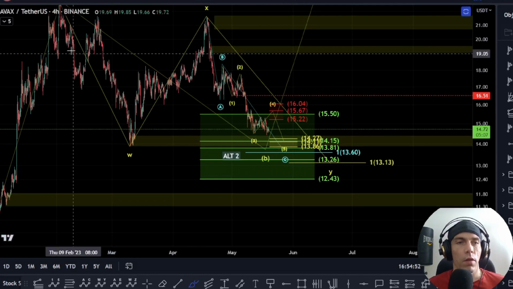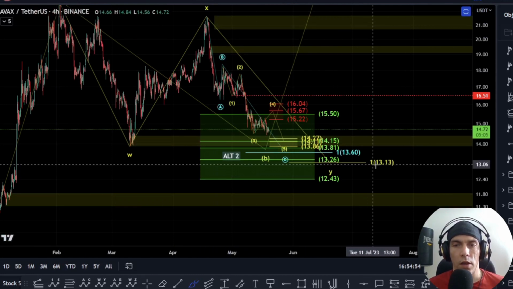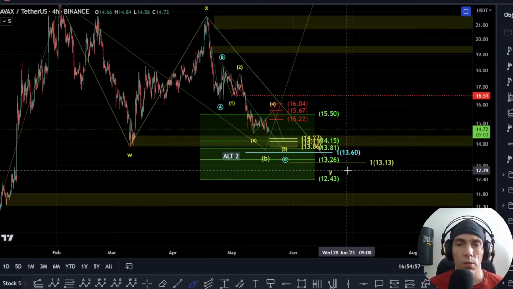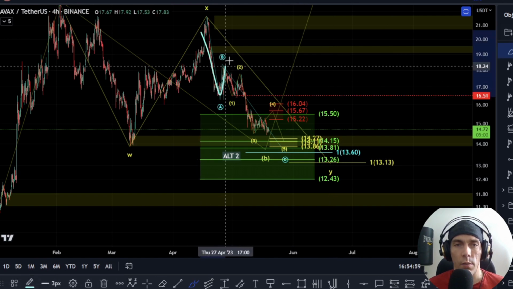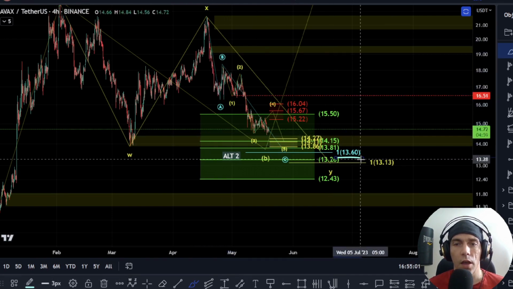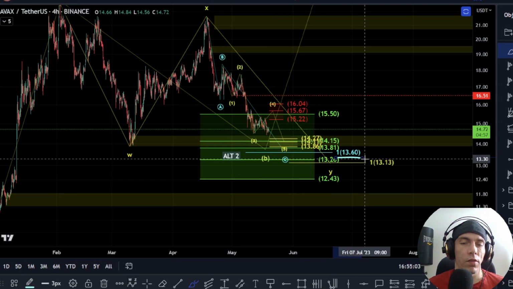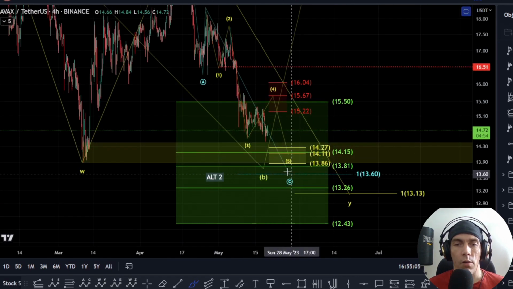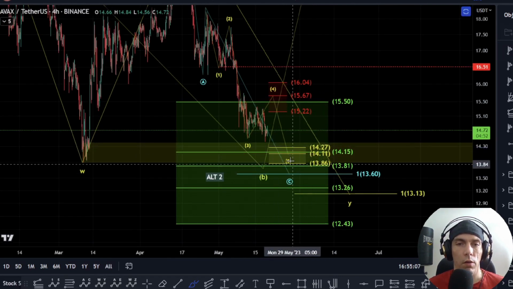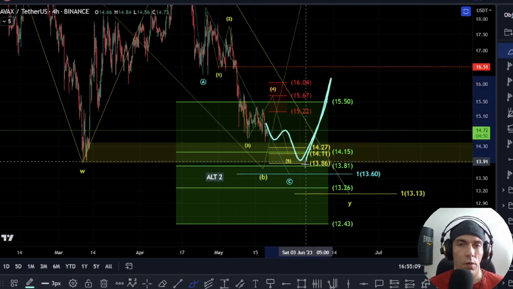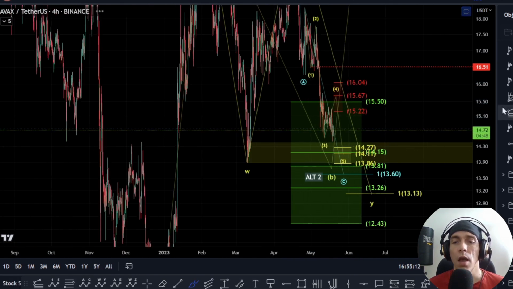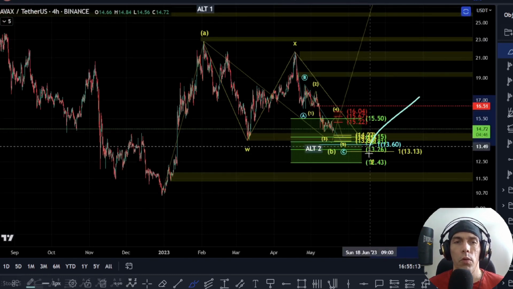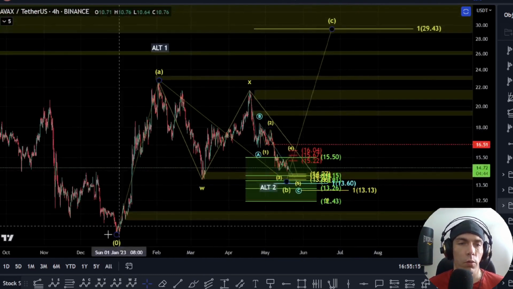So this would be quite interesting as a target. Like I said, we've got the 1-to-1 of the Y wave, which is here in yellow, this 1313. We also have the teal ABC 1-to-1, which is here at this 1360, and then we have this higher area here where we have this golden pocket. It would make a lot of sense to come into this zone even if we are looking to move to the upside.